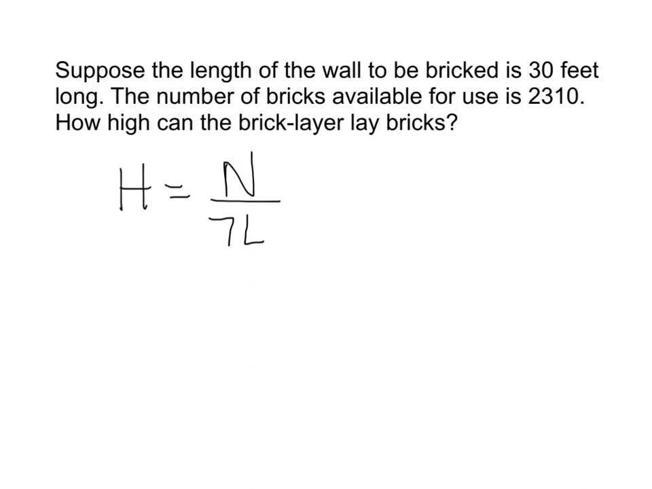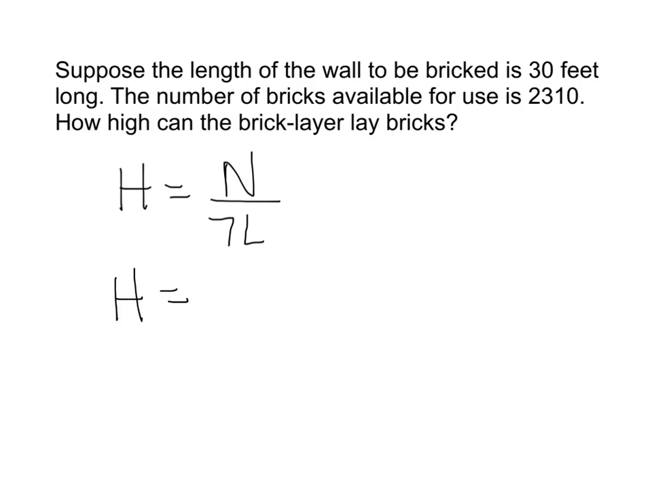In the previous problem, we determined that the height of the wall can be determined by the number of bricks divided by 7L. In this problem, we're asked, suppose the length of the wall to be bricked is 30 feet long. The number of bricks available to use is 2,310. How high can the bricklayer lay bricks? All this is a simple substitution problem.